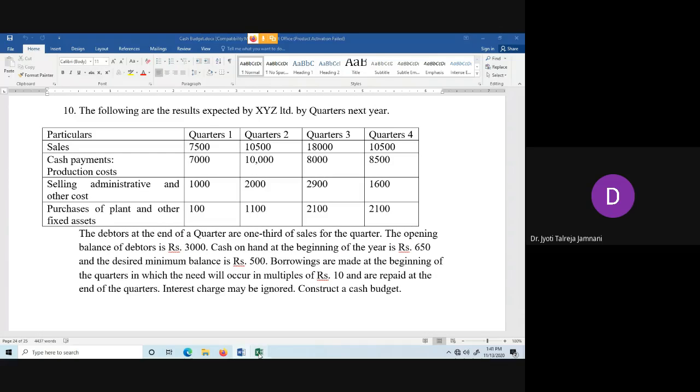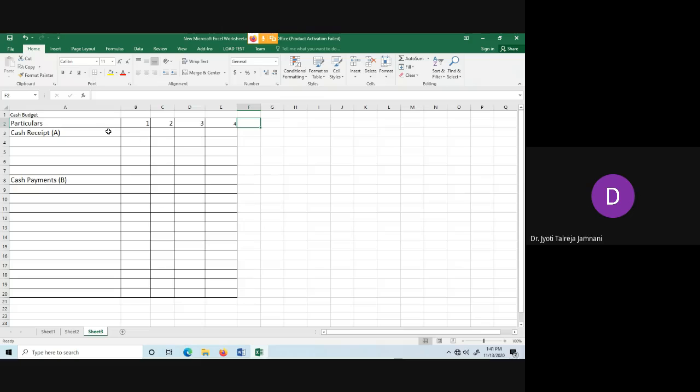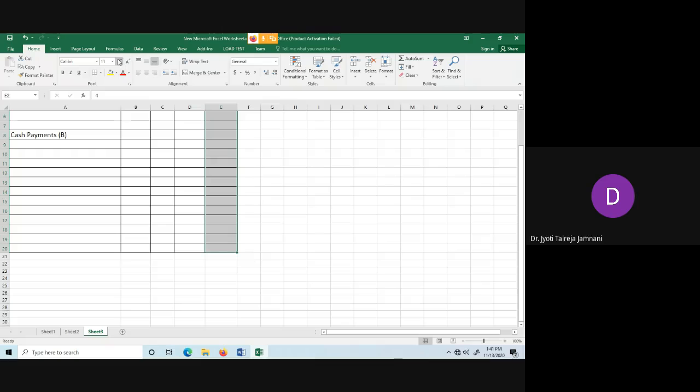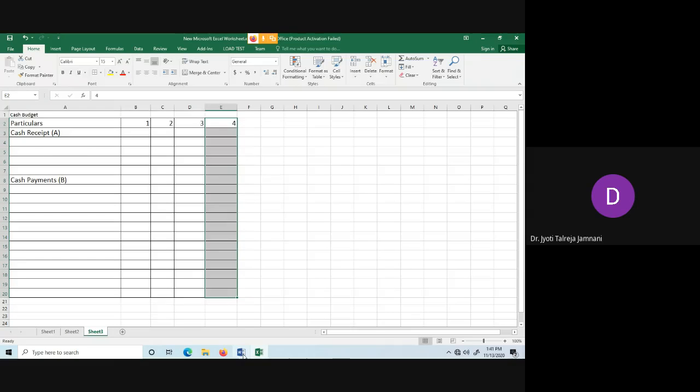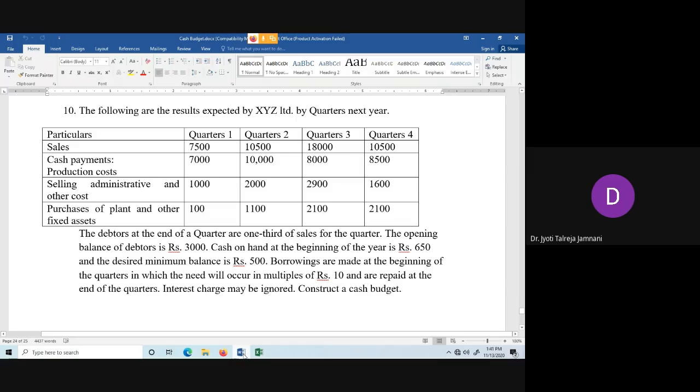First, we'll prepare a cash budget for 4 quarters. So here, if you could see, I have already prepared it. There are 4 quarters, and for each quarter, we'll have to fill in the details. Then you have cash receipts and cash payments. So let's see the first point that they have spoken about.